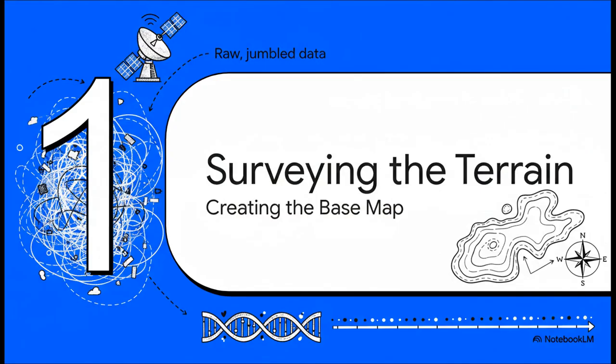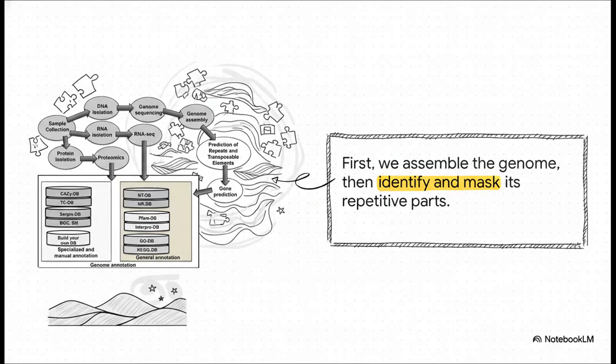All right, so our first job as cartographers is to survey the terrain. This is all about taking that raw, kind of jumbled data that comes from the DNA sequencer and turning it into a clean, coherent base map that we can actually work with. So let's look back at our roadmap. We're starting right at the beginning with genome assembly and then prediction of repeats. These are the absolute foundational steps. You know, before we can even think about finding landmarks, we have to piece together the landscape and figure out where all the vast empty spaces are.